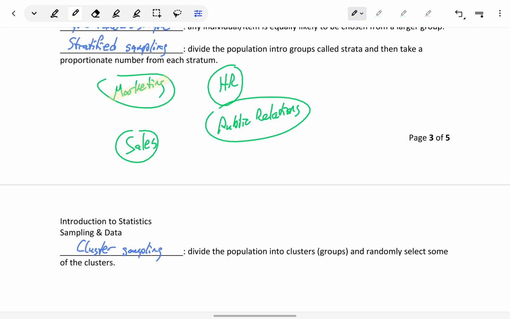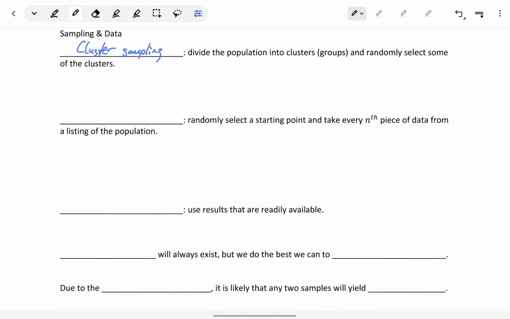So let's say we randomly select marketing and public relations. Then we would survey or measure whatever variable it is we're interested in from every single person in those two departments. So we're not randomly selecting people, we're randomly selecting the groups, and then surveying or measuring something about every single person or item in those groups.